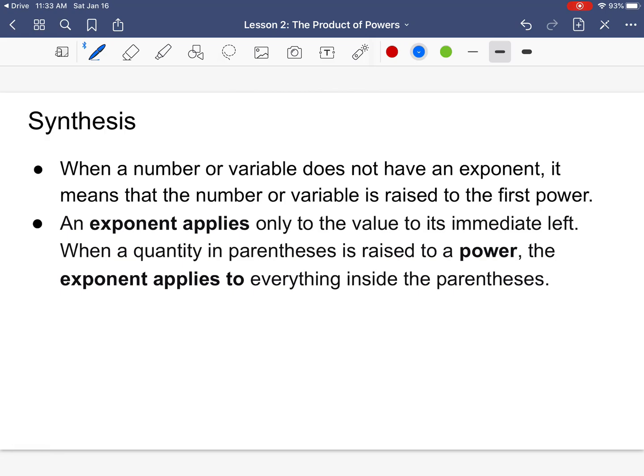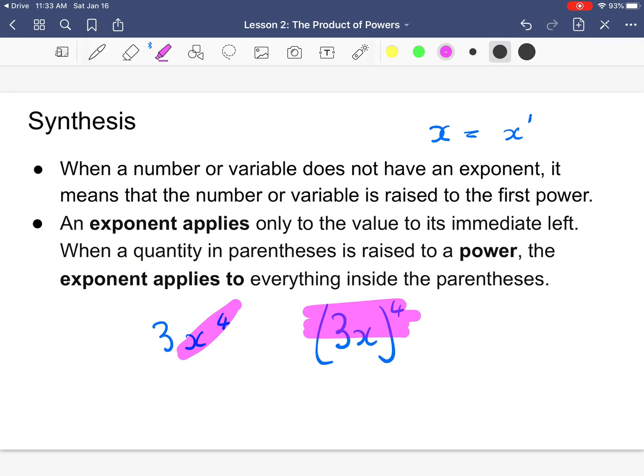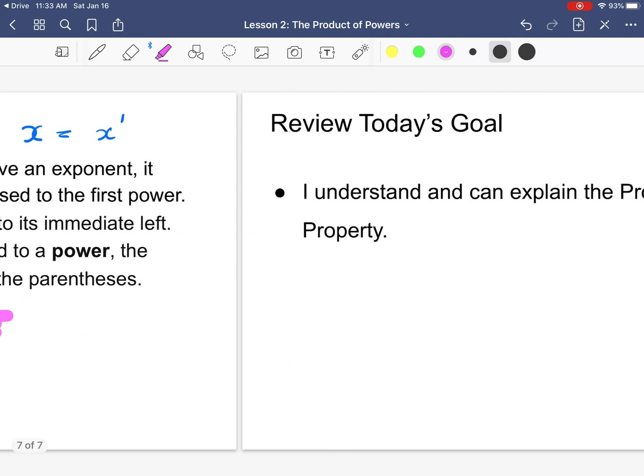So when a number or variable does not have an exponent, as we saw just x, it means that the number is raised to the first power. That means x to the power of 1. An exponent only applies to the value to its immediate left. So for example, if we have 3x to the power of 4, the exponent only applies to the x, not to the 3. If you have 3x to the power of 4 with the 3x in parentheses, well then the exponent applies to everything in the parentheses.